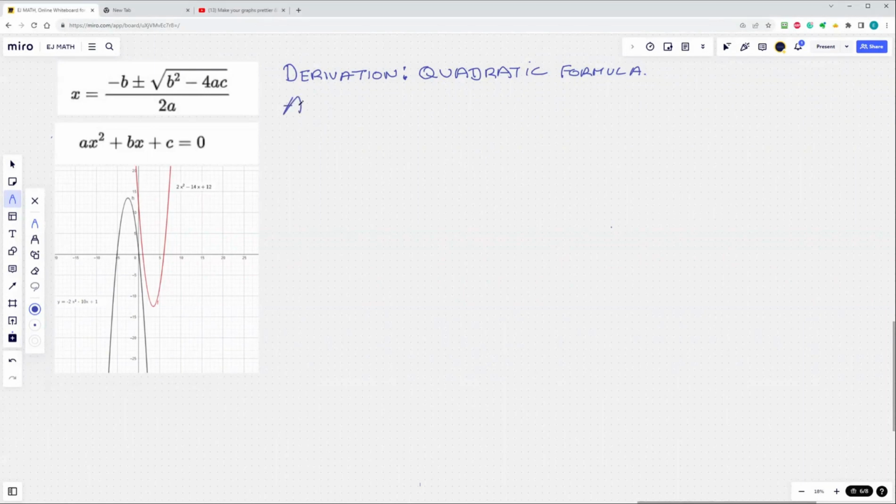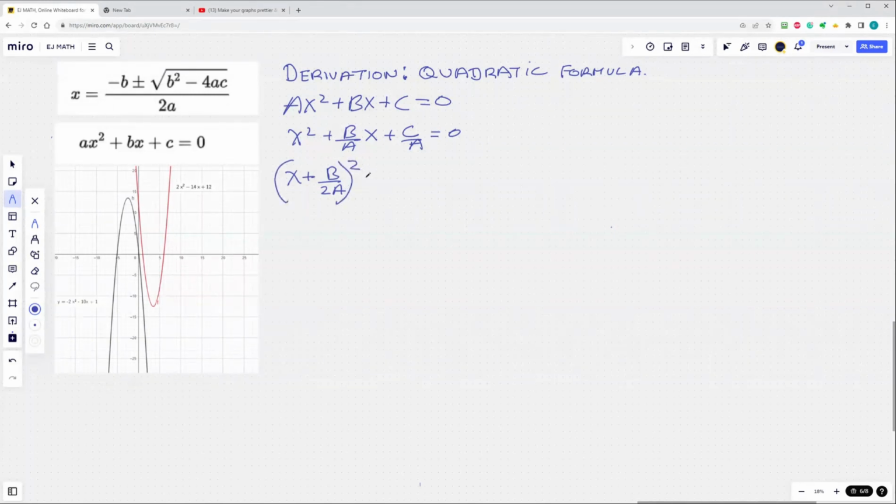So ax squared plus bx plus c equals 0. We divide by a. So we get x squared plus b over a x plus c over a equals 0. Now we take half the coefficient of the x variable, x plus b over 2a, squared.